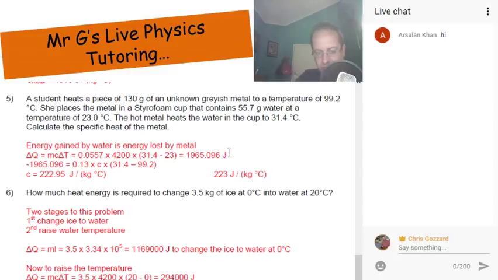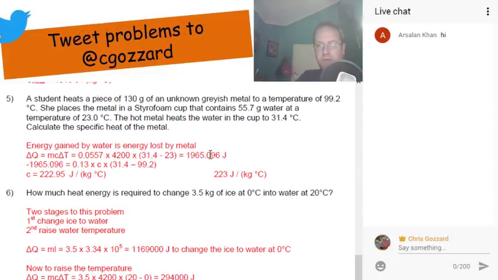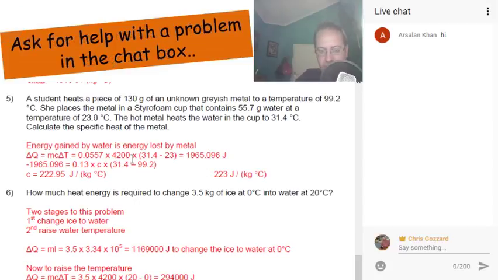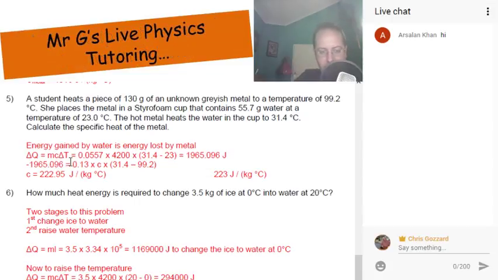1,965.096 joules. Great. I haven't done anything with significant figures yet. I'm just doing all my raw calculations first. Now, that's the energy that the water gained, which is going to equal, in theory, the energy that the metal loses. Again, we're going to use delta Q equals MC delta T.